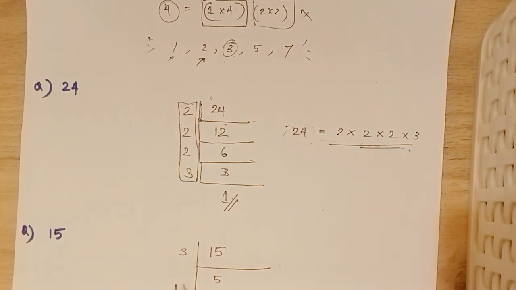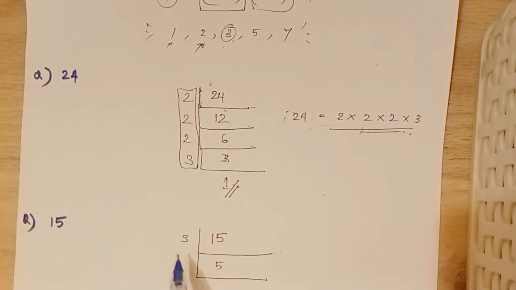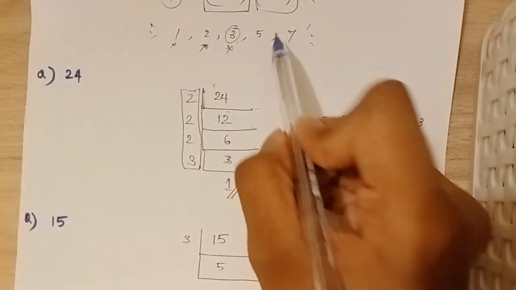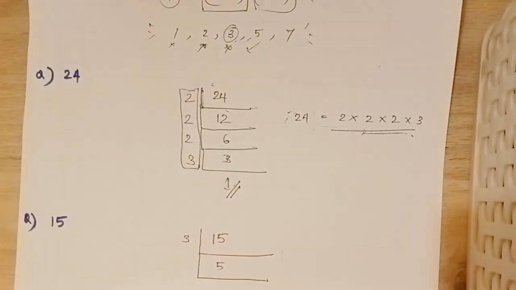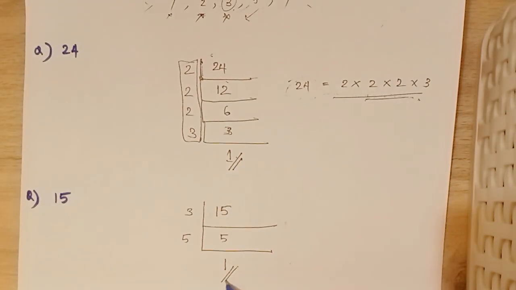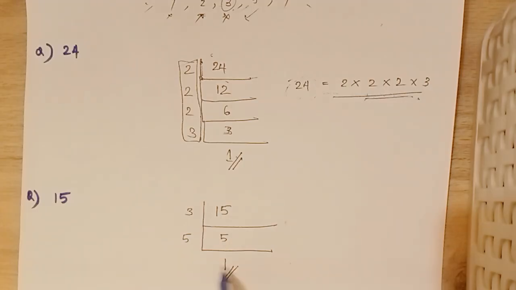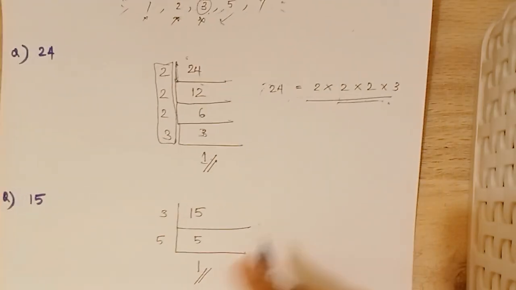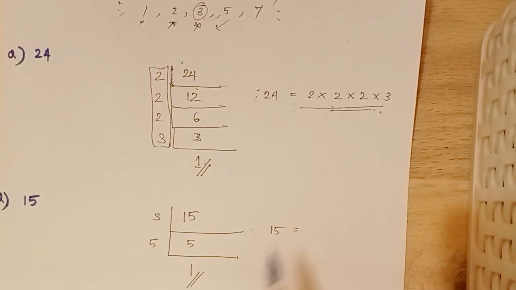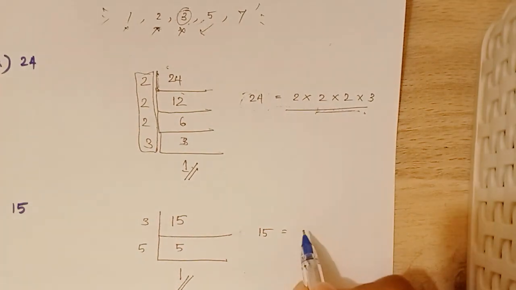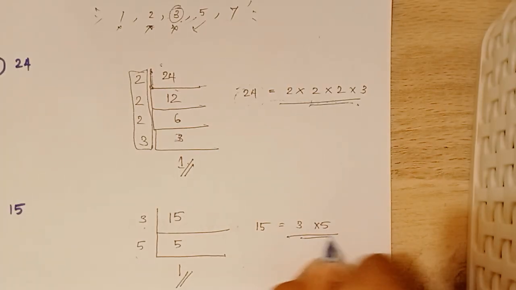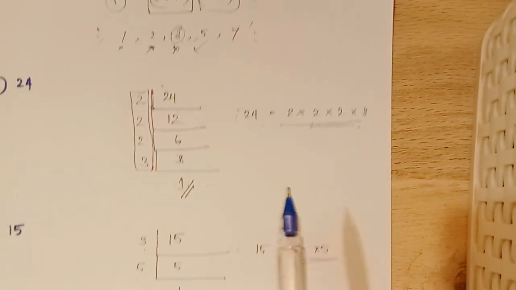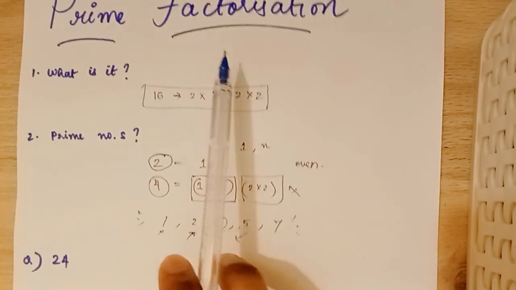Now you can't take 3 because 5 is not divisible by 3. So leave 3 out and take the next number, that is 5. Is 5 divisible? Yes. So 5 is divisible by 5, in which you will get the number 1. So when you get 1, that is 5 divided by 5 is 1, stop prime factorization. Now you express 15 as the prime numbers. That is 3 into 5. And 3 5s are 15. So this is what you need to find by using prime factorization.